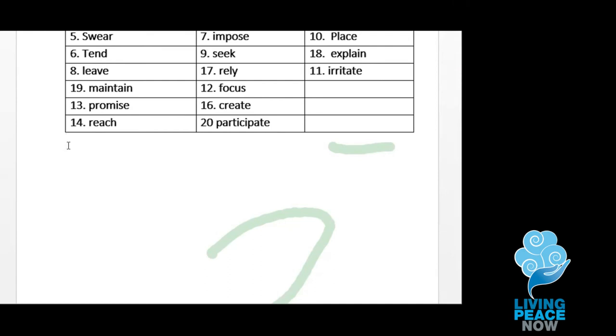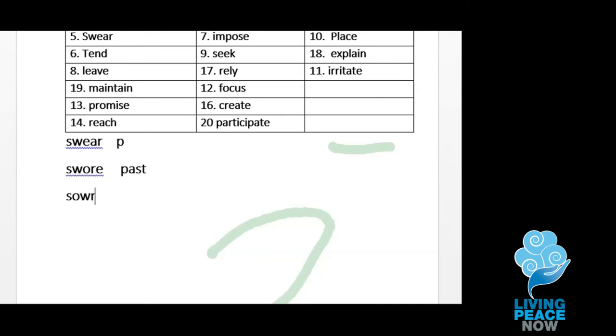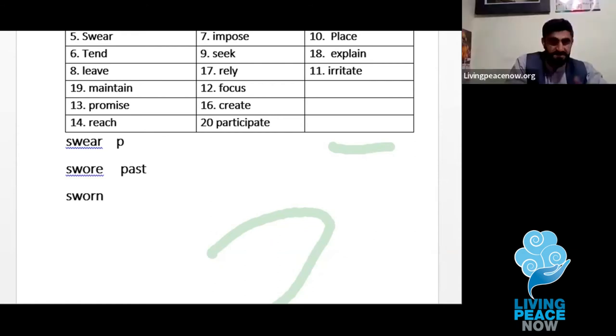We got it. Yes. And also, we have three forms of this verb. Swear is the present form. Swore is the past. Sworn is the past participle, the third form. This is the first form, the second form, and the third form.